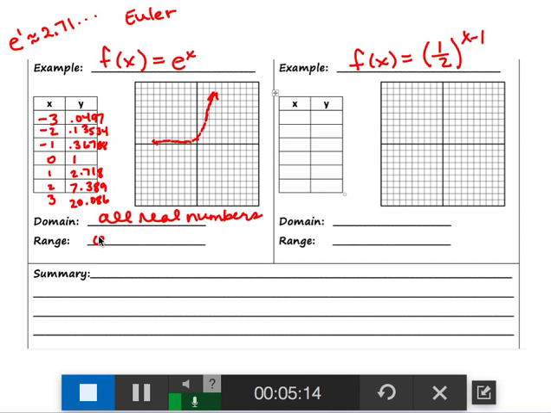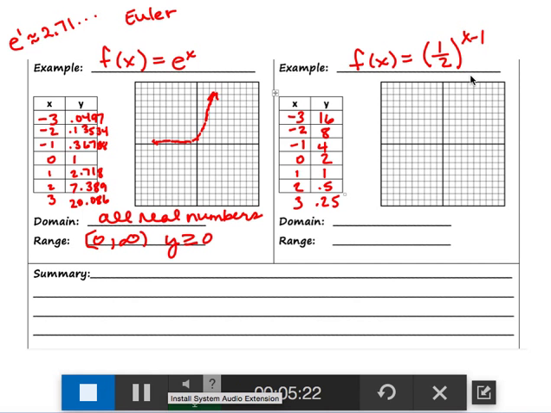And the range is just the same too, 0 to infinity, or y is greater than or equal to 0. Our next function is very similar to the one above. It's 1/2 to the x minus 1. And notice it's just a shift. If you graph all these points, it's just a shift of the graph of 1/2 to the x.